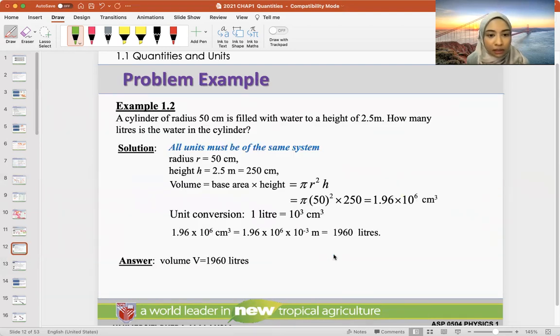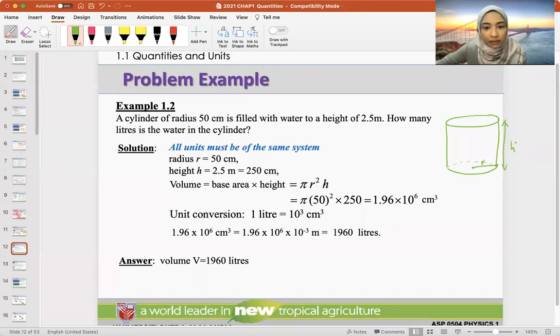Okay, so next one, a cylinder of radius 50 centimeters. Let's go for another 10 minutes and then we'll take our break. So let's draw that. This is my cylinder. So the radius is 50. This is my R, the radius, and it says that my height is 2.5. So this is the height of the cylinder.